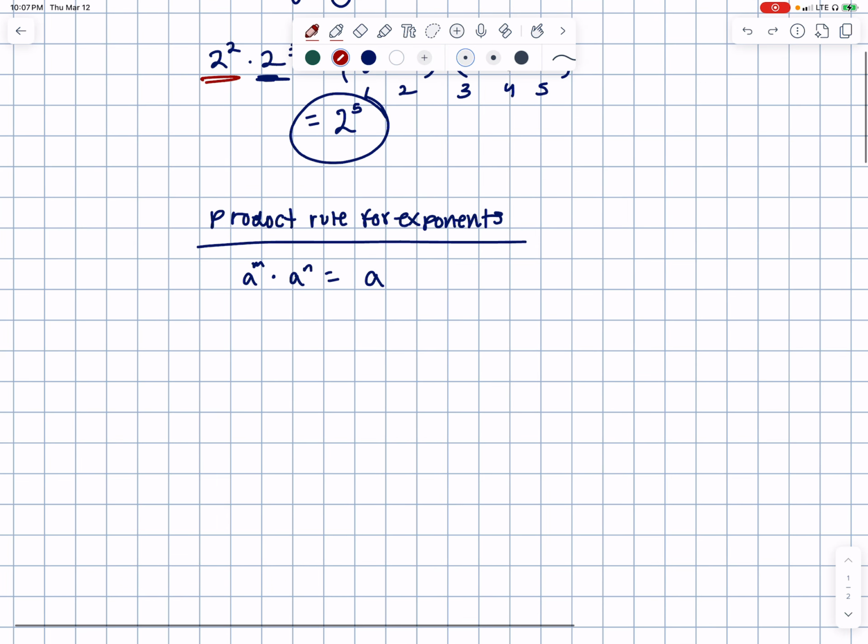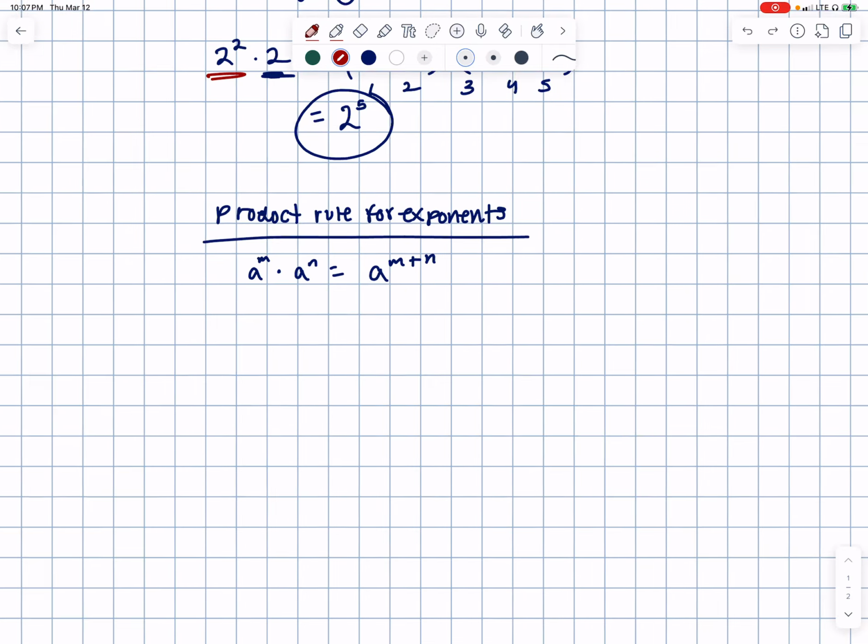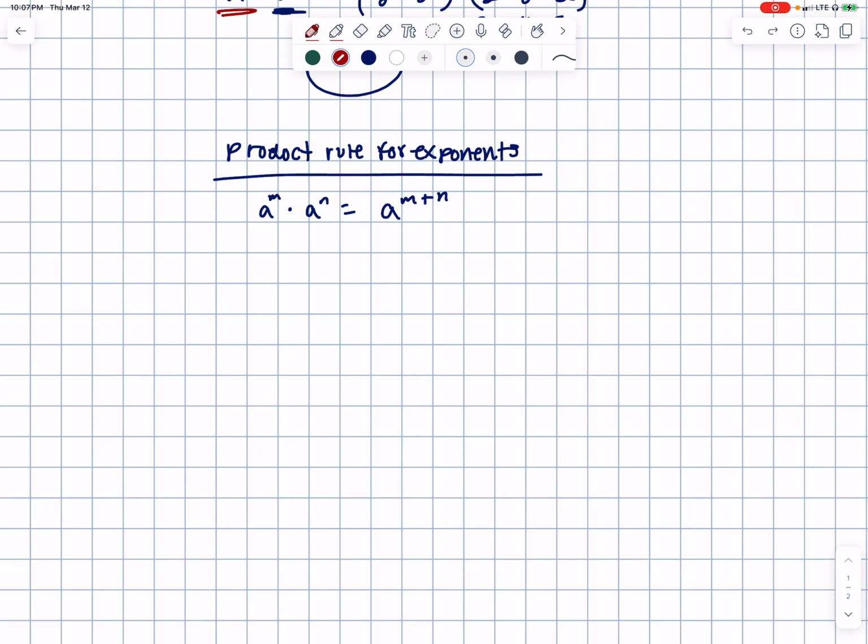So this rule applies for variables and exponents, and you'll see what I mean in a second. And it just means m plus n. So if n is 2 and m is 5, it would just be 7. So I don't want you to get too confused about that. Okay, let's move on. Let's go ahead and do another problem.